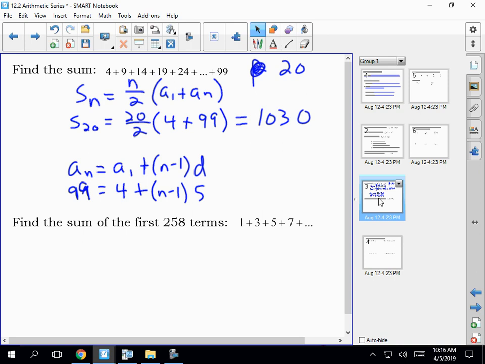This next sequence or series is actually an infinite series, but we're going to cut it off at 258. So we can find the sum of the first 258 terms here. We have S sub 258.